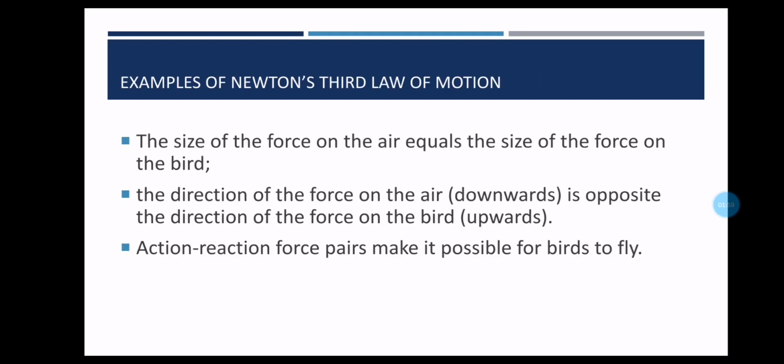Okay, the size of the force on the air equals the size of the force on the bird. The direction of the force on the air, downwards, is opposite to the direction of the force on the bird, upward, and action-reaction force pairs make it possible for birds to fly. This is concerning the previous example.